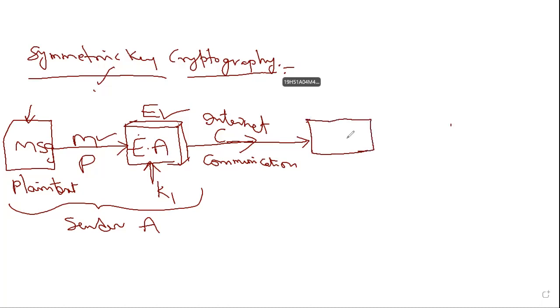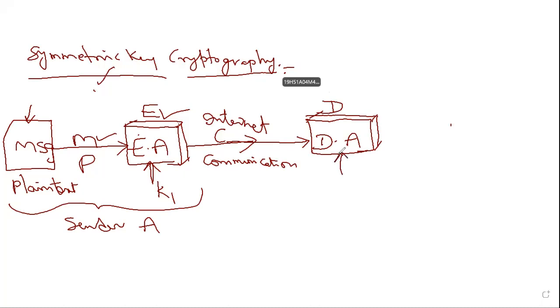Reverse operation of encryption. So you must conduct decryption operation on the received message by using decryption algorithm. Let us name it as D, decryption algorithm. Let us name it as D, right? So he uses decryption algorithm again.